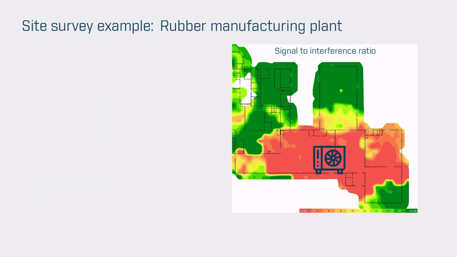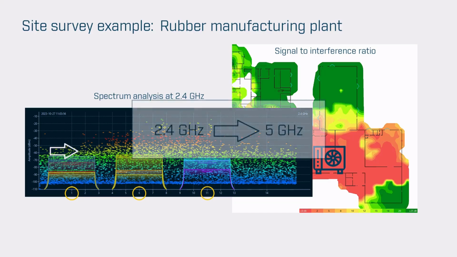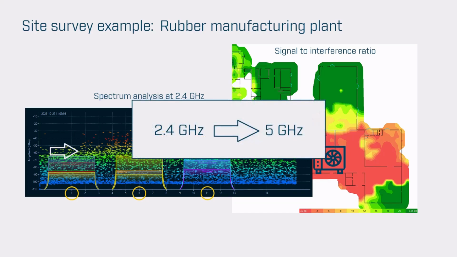This high interference is also visualized in the spectrum analysis at 2.4 GHz, showing the access points' signals on channel 1, 6, and 11. You can see that the signal strength of the machine was higher than that of the access points. This high background interference prevented any Wi-Fi signals from getting through. So what was the solution? Since there was too much interference on the 2.4 GHz band, the rubber manufacturing plant decided to switch the Wi-Fi to the 5 GHz band, where there was much less interference.